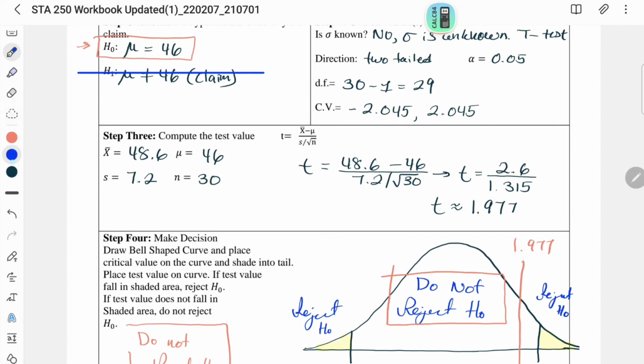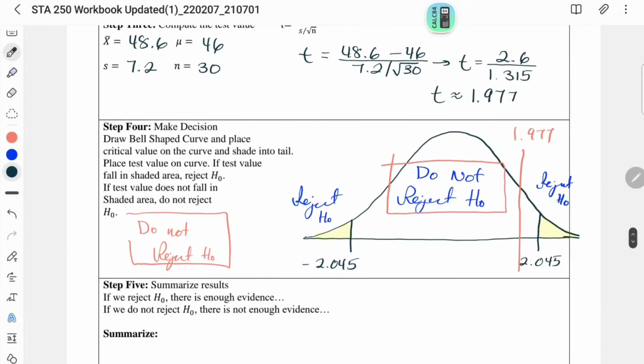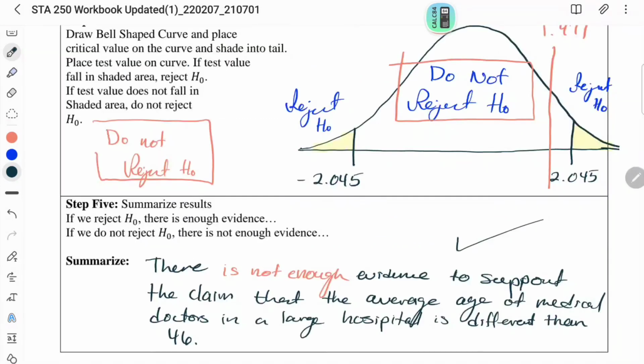And because we accepted the null, and the claim is not the null, when we write our summarization, we are stating that there is not enough evidence to support the claim. So, to summarize the results, there is not enough evidence to support the claim that the average age of medical doctors in a large hospital is different than 46.